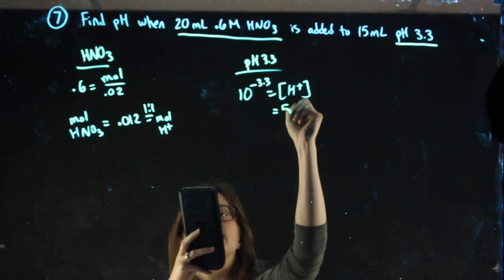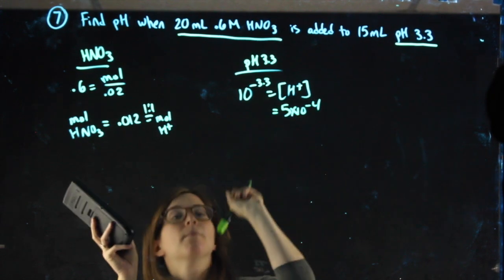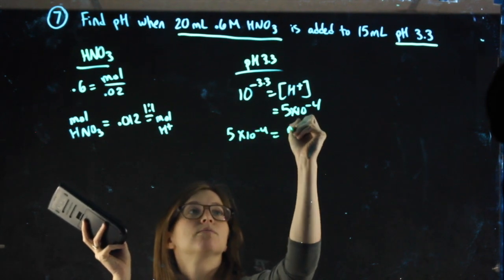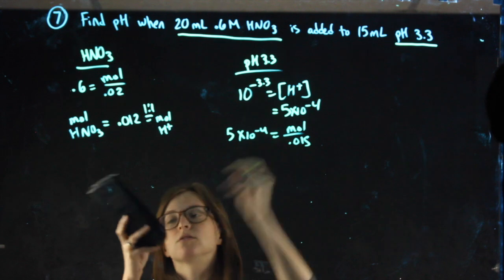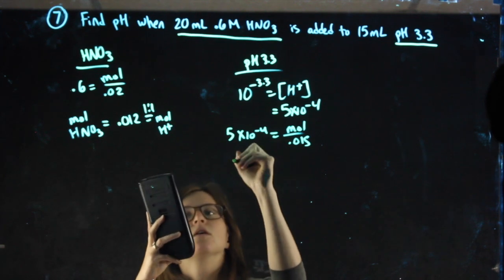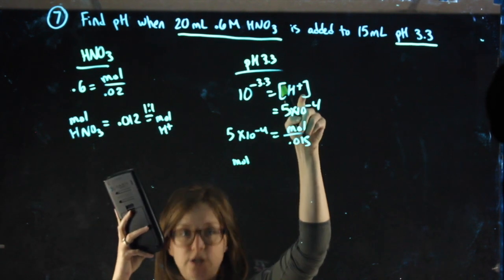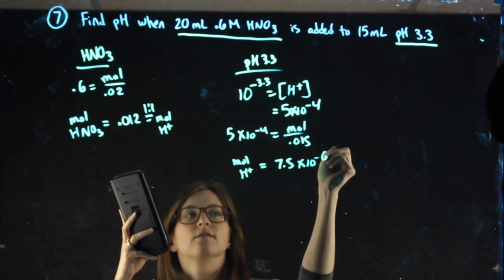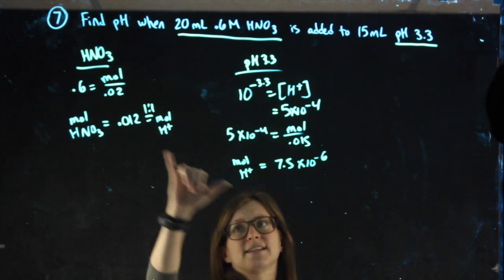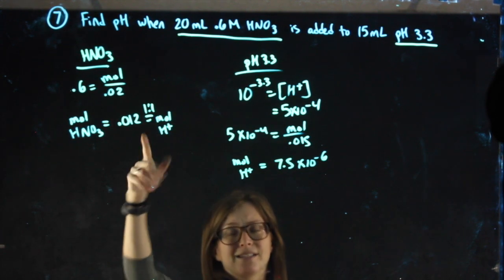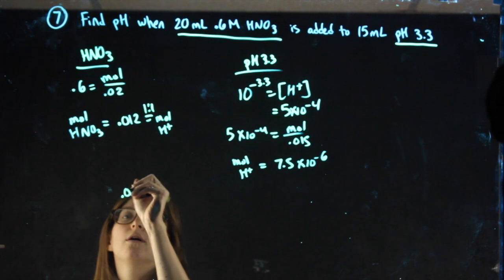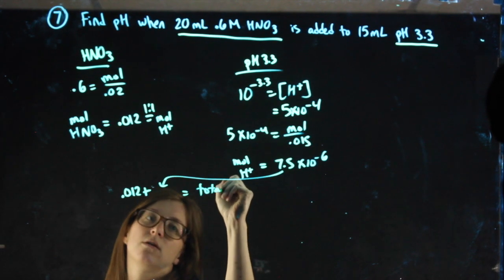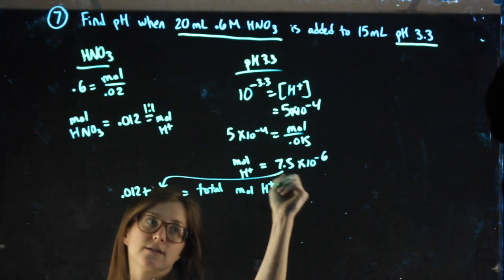So my H plus molarity is 5 times 10 to the negative fourth, but I want to get all the way to moles. Molarity equals moles over liters. That's my moles. Since it was the molarity of H plus that I just used, I have my moles of H plus. Now, adding these together, this number is so tiny, it's still going to essentially look like 0.012, but you'd still want to show that work, that we are finding our total moles of H plus.